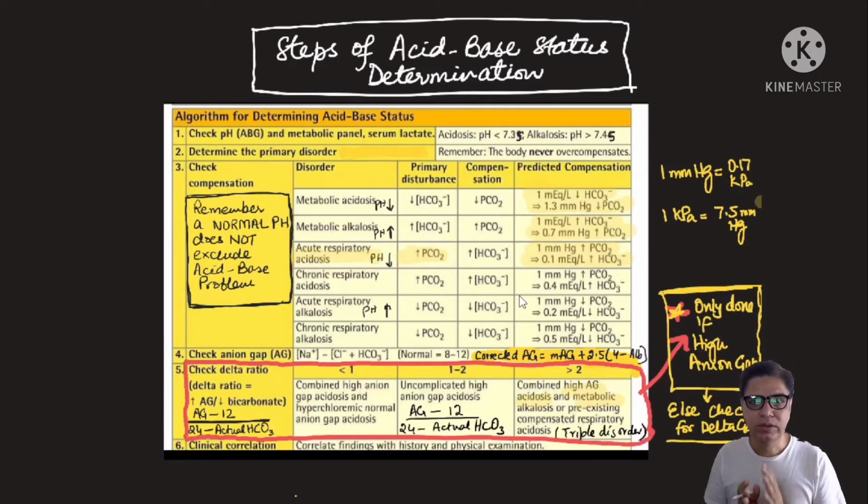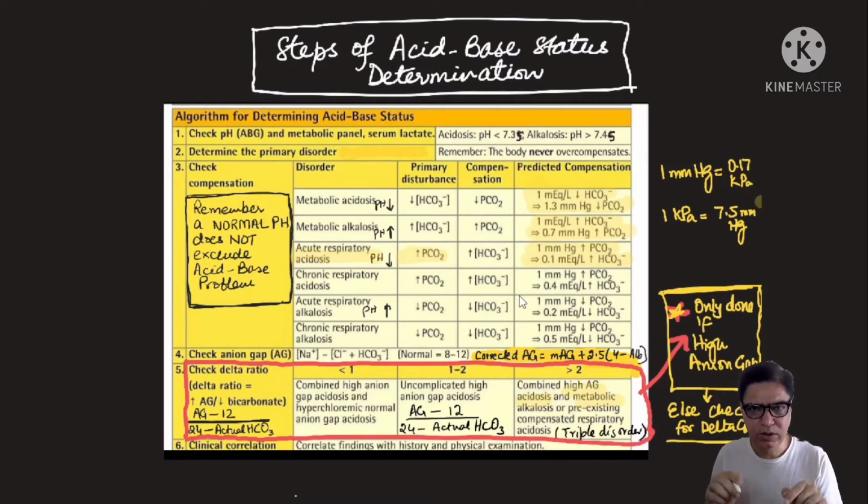Then you also look at the bicarbonate level. Third step: if they are moving all in the same direction, and especially here I'm focusing on bicarbonate. If pH is low and bicarbonate is low, if they are moving in the same direction, the primary problem is metabolic acidosis. Or simply, if they move in the same direction, either down or up, the problem is metabolic.